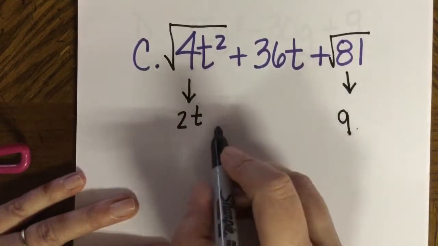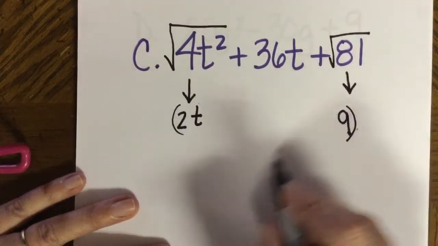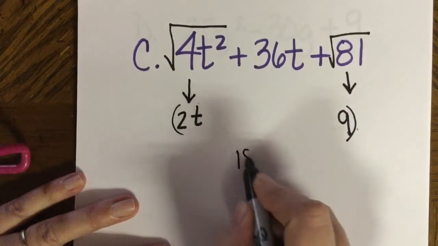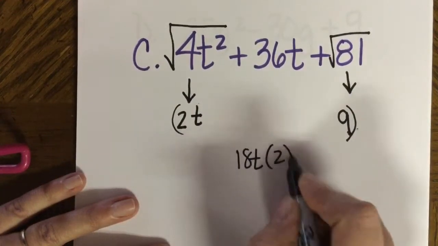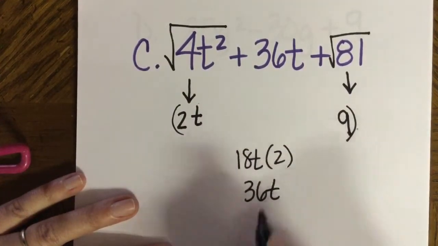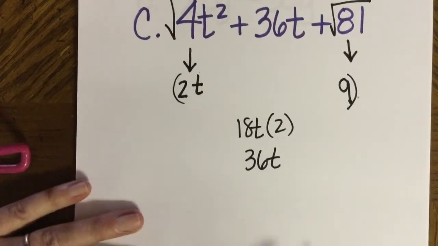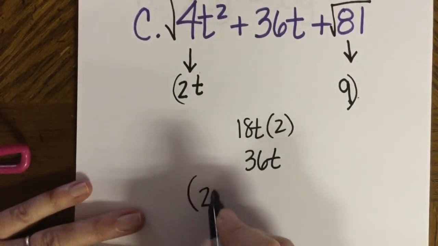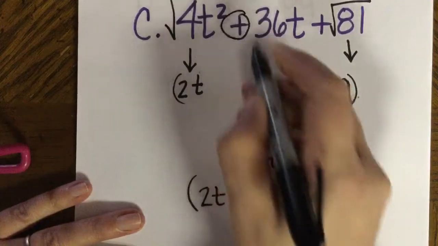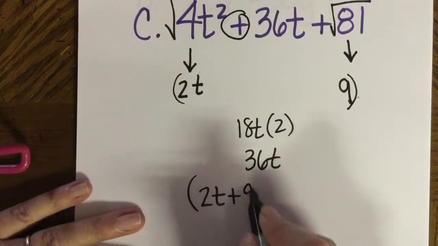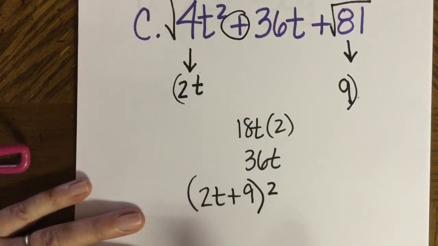Now, if this follows the pattern, 2 times 9 is 18t times 2, which is 36t. So it definitely follows that pattern. So my final answer, 2t plus 9, the quantity squared. Let's try it again.